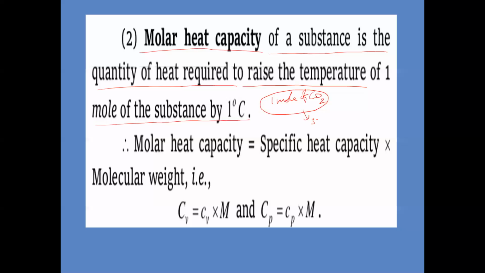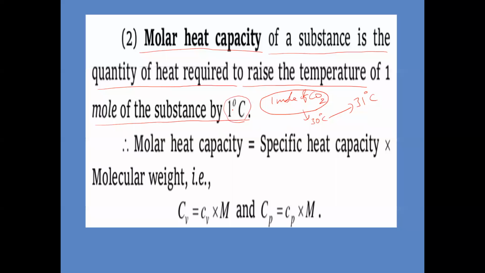Here, suppose the initial temperature is 30 degrees Celsius. And now we are increasing the temperature up to 31 degrees Celsius. That means how much is the rise in temperature? Again 1 degree Celsius only. So we are increasing the temperature of this 1 mole of substance from 30 degrees Celsius to 31 degrees Celsius, which means the rise in temperature is 1 degree Celsius only.